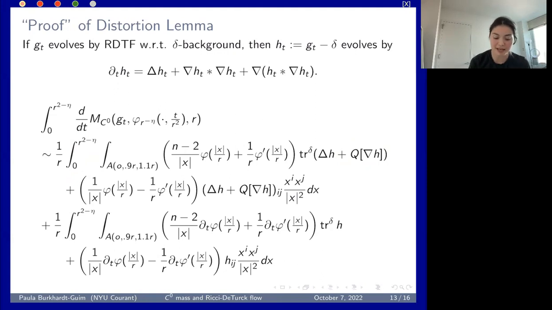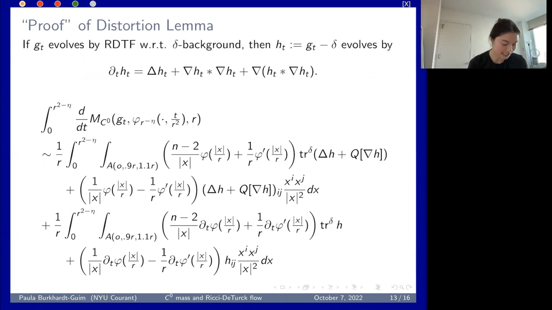So this is basically how you prove the distortion lemma. You use Cohen-Lamb to notice that you don't really have to worry about the quadratic terms, and then you use this special evolution for the test function to cancel out the Laplacians.